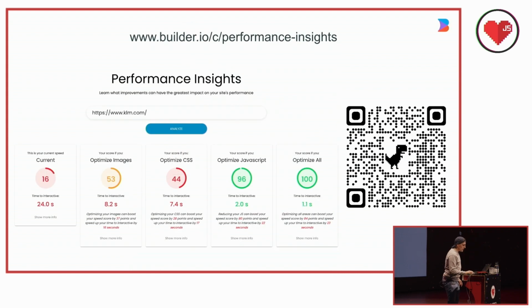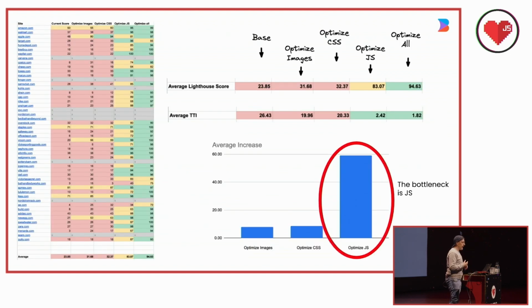There is another tool from Builder.io, the company behind Qwik. They built this tool, Performance Insights. Here you can see your performance, and I tested KLM. You can see that if you optimize the images, you can reach a time to interactive of 8 seconds, and CSS as well. But if we finally optimize the JavaScript, we are able to get a time to interactive of 2 seconds, so pretty good.